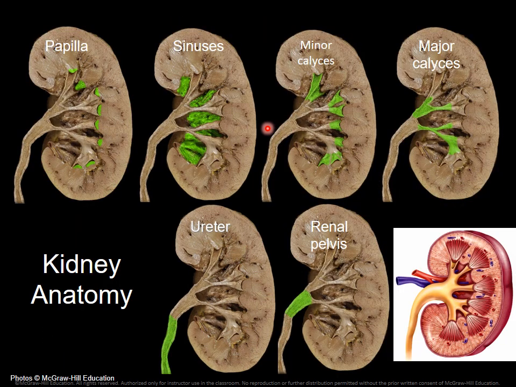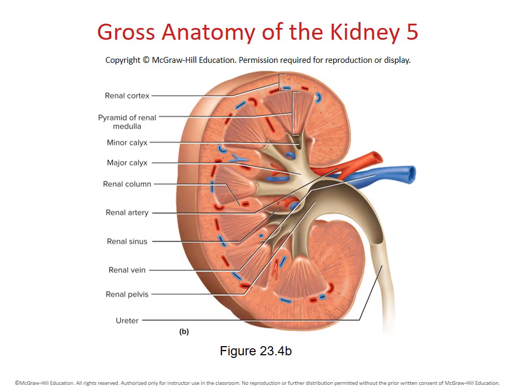Here again we see all the various structures we've just talked about highlighted, and we've pretty much talked about all of these structures. Another diagram of the kidney, labeled the diagram of the kidney, once again showing all the structures that we've just discussed.